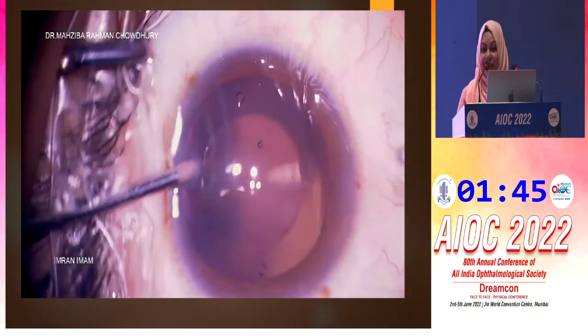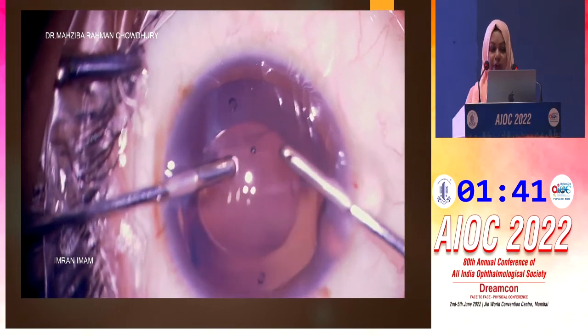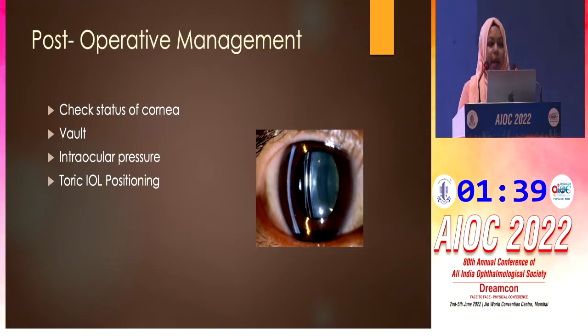I don't want a raised IOP the next day. So a proper visco wash is very, very important. And post-operatively, what we do is check the status of the cornea. We check the vault. In the first step, we just do the slit lamp examination, check the vault, check the IOP, and the positioning of the toric IOL.